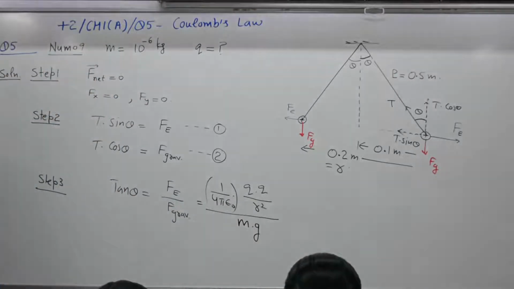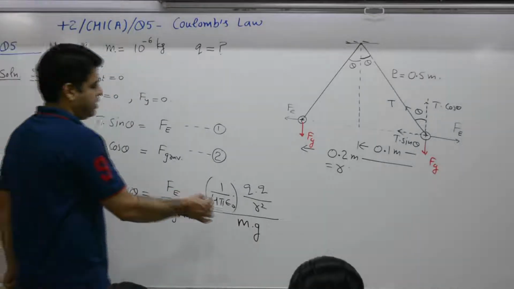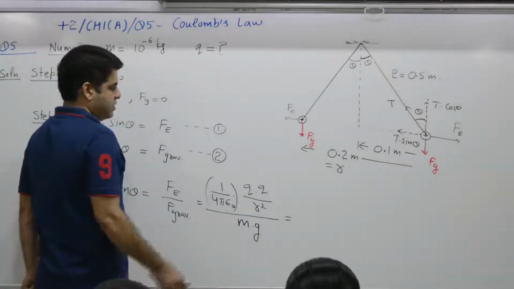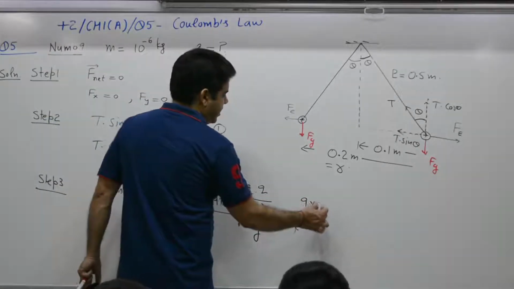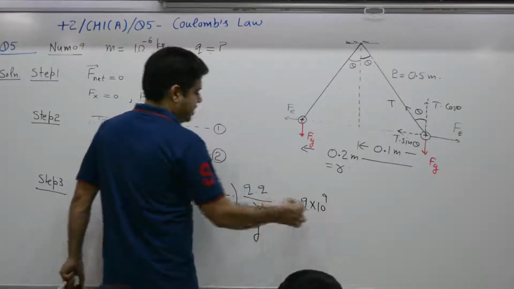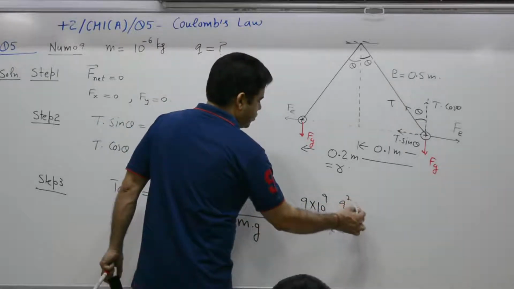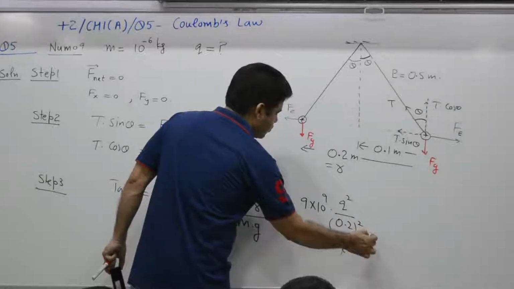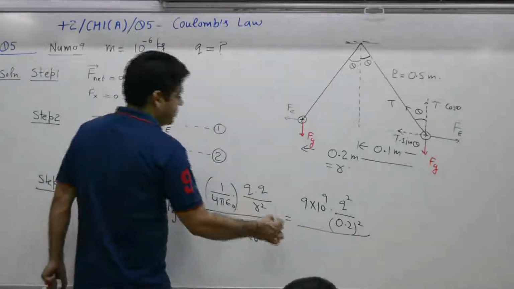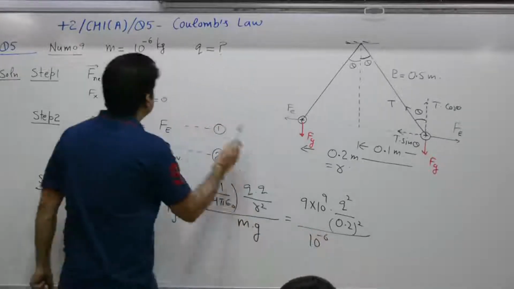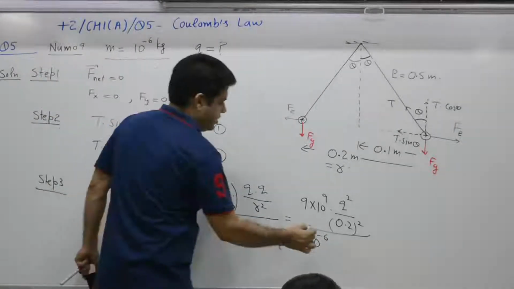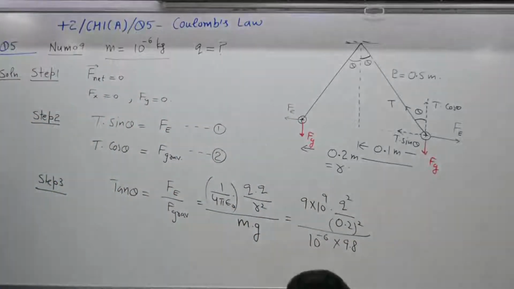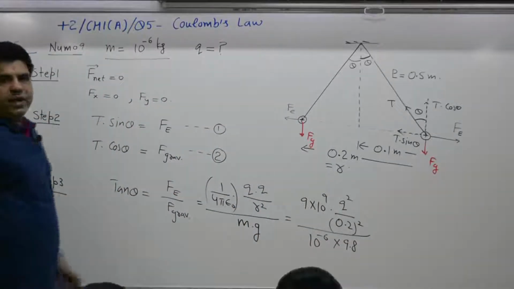All values are given to you except charge. 1 by 4 pi epsilon naught is 9 into 10 raised to the power 9. Charges Q1 Q2 are Q square. R is 0.2, squared. Mass of the particle is 10 raised to the power minus 6 kg. g is 9.8; approximately you can take it to be 10. What about tangent theta?